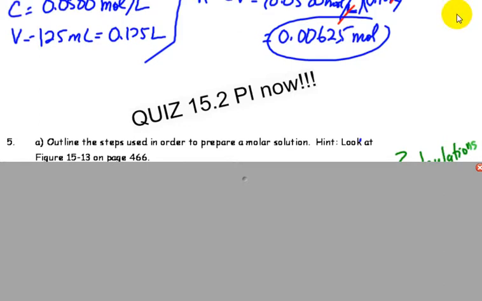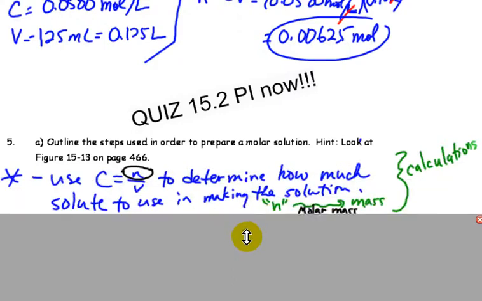Welcome back, Chemistry Theory. This is part 2 of the 15.2 booklet. So earlier we looked at solution concentration and how to figure out molar concentration. This one will look at preparing standard solutions and also diluting solutions.